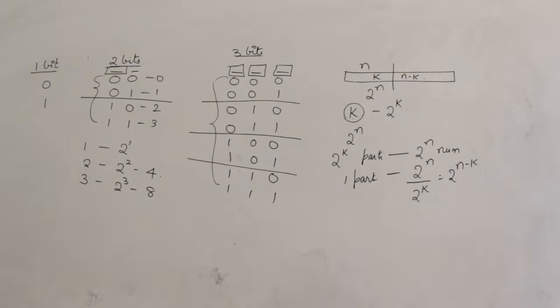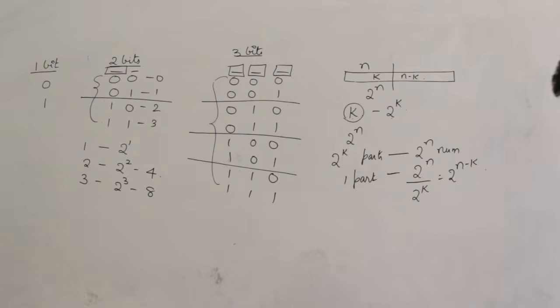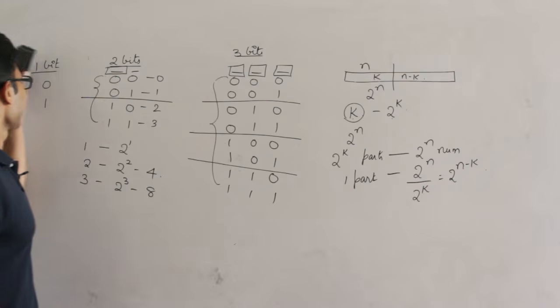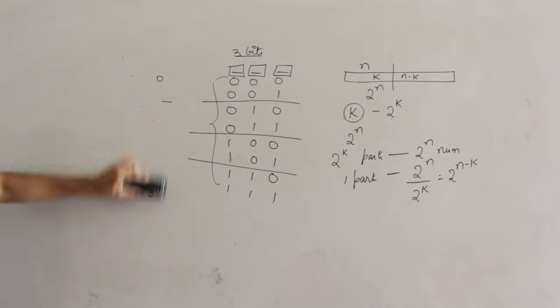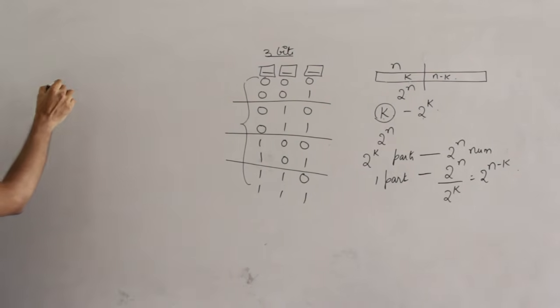Okay, now coming to computer networks, we have an IP address whose size is 32 bits, right? In computer networks, the IP address is going to be 32 bits.